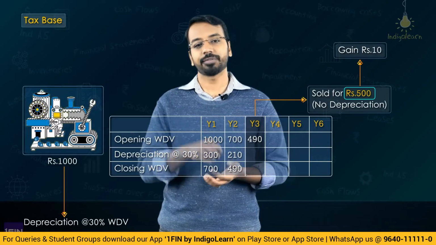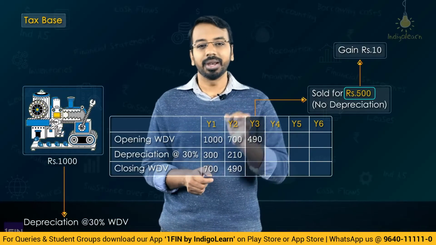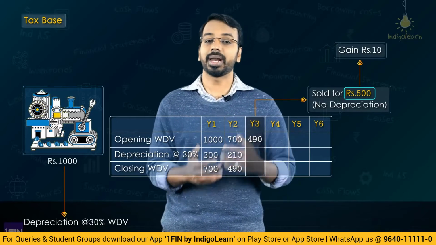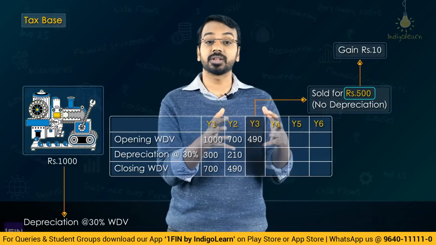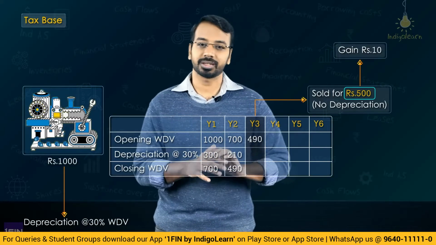So what am I getting out of an asset? As far as an asset is concerned, I am getting a benefit of deduction either in the way of depreciation or at the time when I sell off that particular asset, I am getting a deduction. So that is as far as a tax base of something like a property, plant and equipment is concerned.